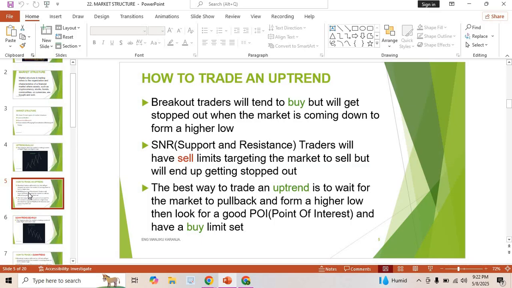Let's start with the first scenario. Breakout traders will tend to buy, but will get stopped out when the market is coming down. I repeat again, breakout traders will tend to buy, but they'll get stopped out when the market is coming down to form a higher low.